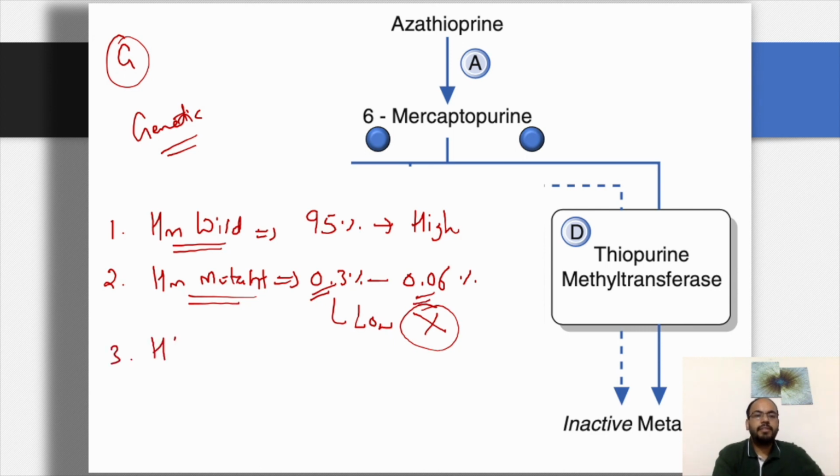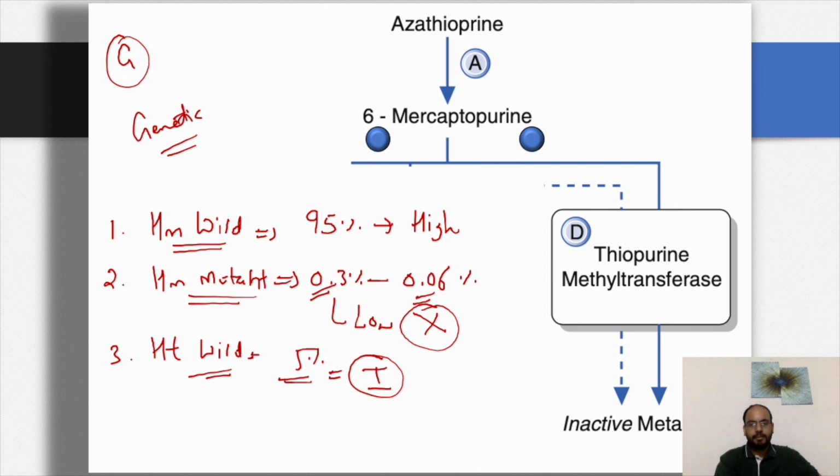The middle one, which is known as heterozygous wild type, in which one is normal allele and other is mutant allele, is seen as roughly 5% of population. This is known as intermediate activity of the enzyme, and in this you have to decrease the dose either to its 1/3 level or 1/7 level.